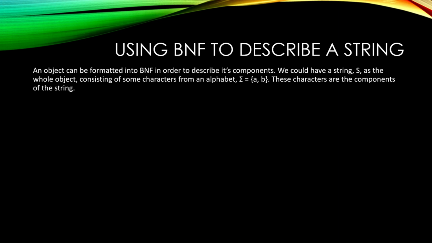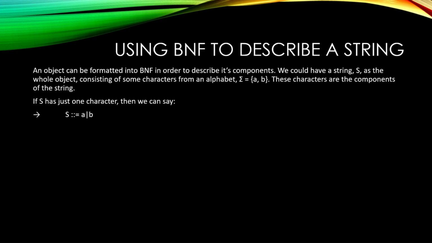the sandwich will always contain a teller because the options are BNFB. But yes, you have the right idea. So an object can be formatted in Backus-Naur form in order to describe its components. We can have a string S as a whole object consisting of some characters from an alphabet, and we denote this alphabet by a sigma. And the characters in the alphabet are the components of the string, effectively.